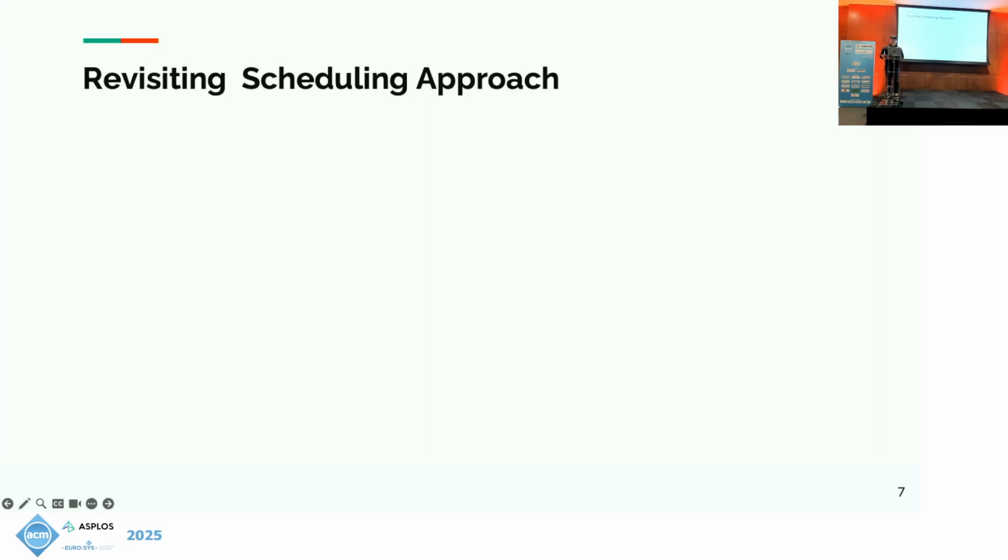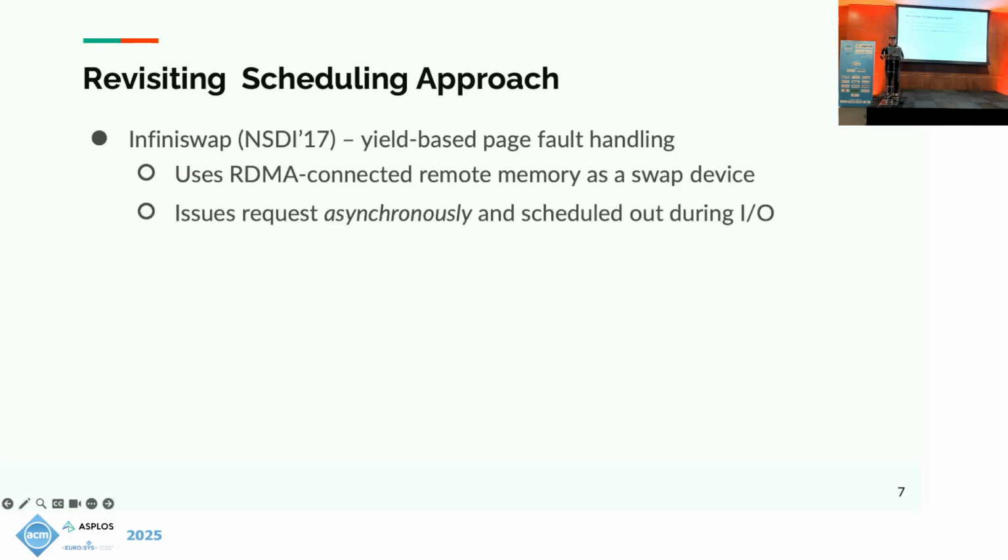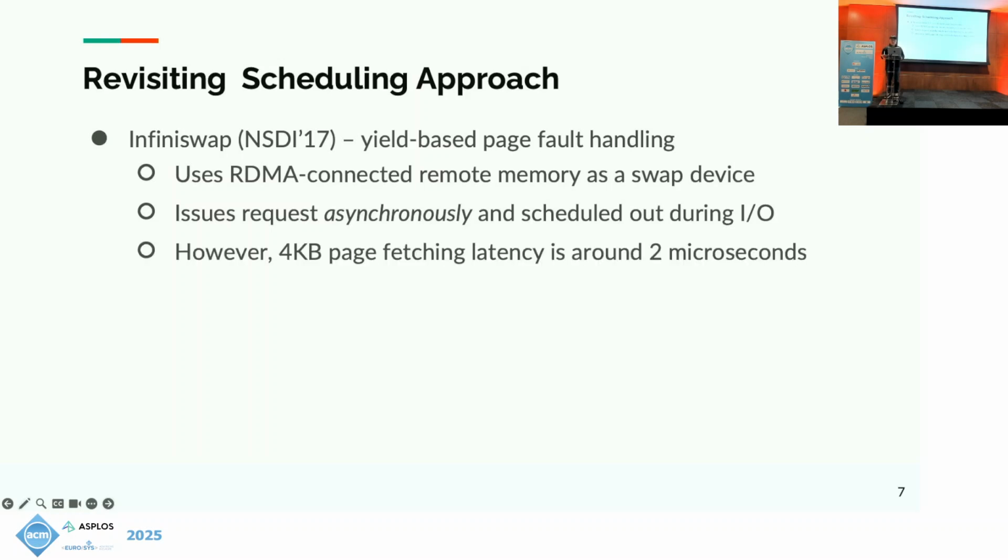So how do we make it possible? We began our research by revisiting traditional scheduling approaches. Traditional systems rely on swap, and do not perform busy waiting. They use yield-based page fault handling. After issuing a page fetch request, the CPU yields to the other threads. We point out here that yield-based page fault handling has a lot of scheduling overheads. Since the page fetching only takes 2 microseconds, context switching within the window is challenging for a traditional scheduler.